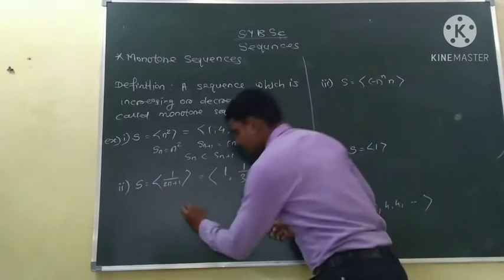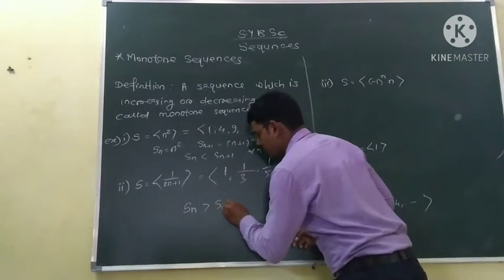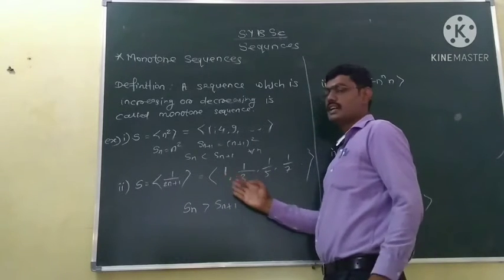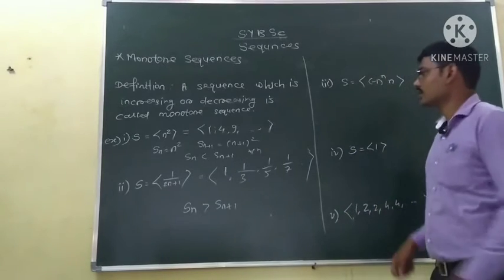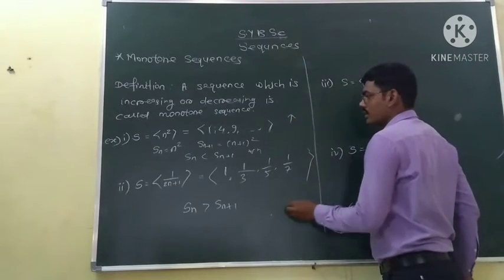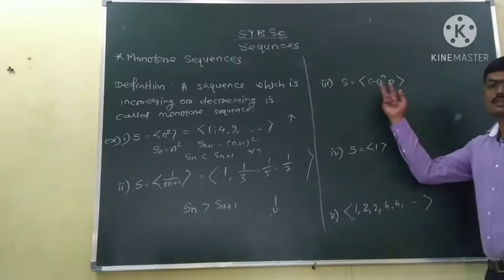So here Sn is greater than Sn plus 1. The previous term is greater than the next term. So this sequence is monotonically decreasing. So the earlier sequence is monotonically increasing, and this is decreasing.